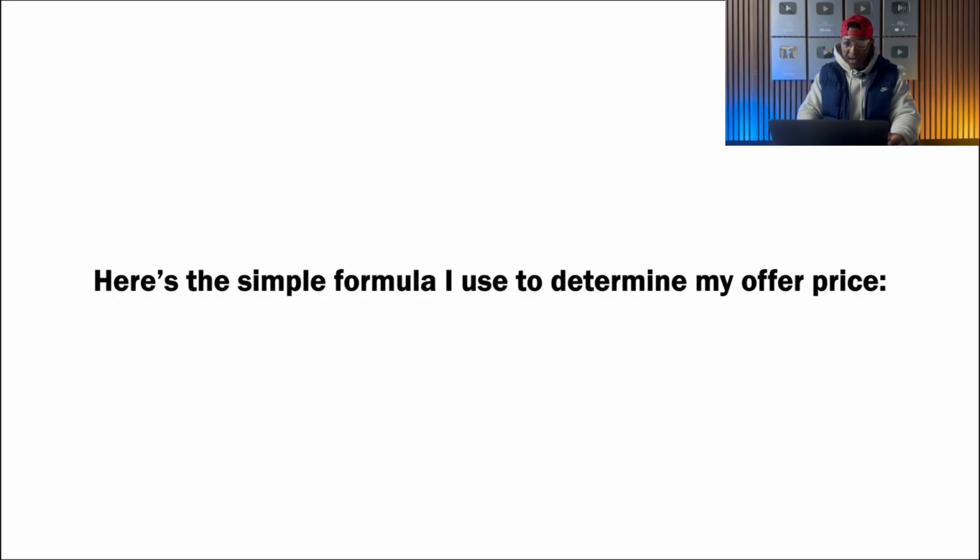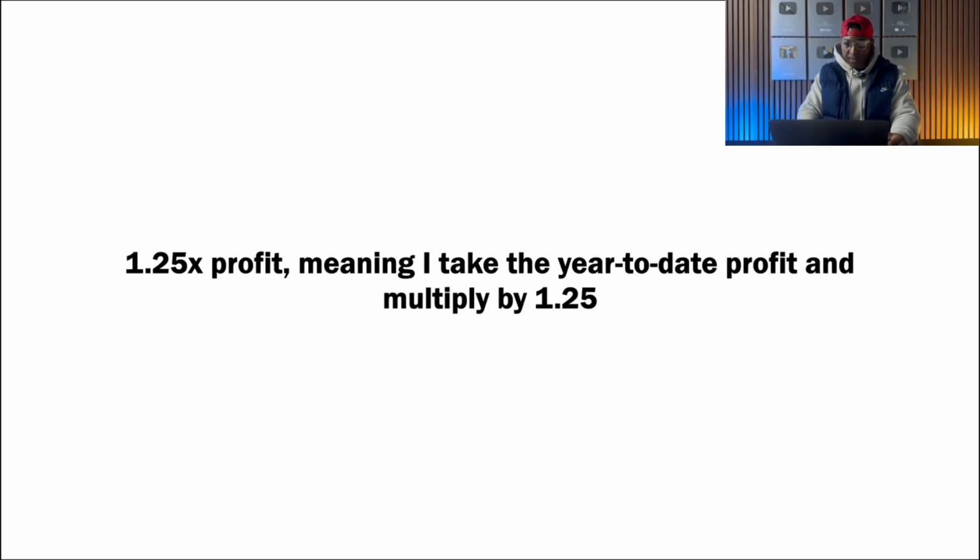Here's the simple formula I use to determine my offer price. 1.25x profit, meaning I take the year-to-date profit and multiply by 1.25. So for example, if a channel is 6 months old, I would take the 6 months of revenue, ask them exactly how much they're paying per video, calculate how many videos they've uploaded on that channel per month, figure out the expenses, and figure out the profit.